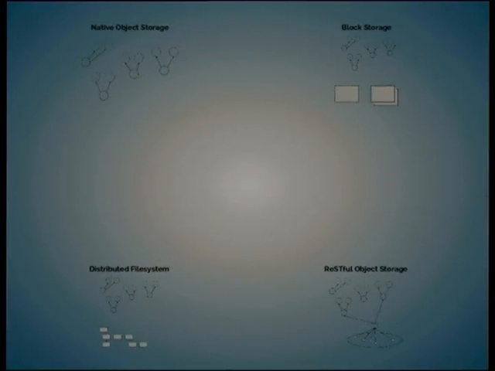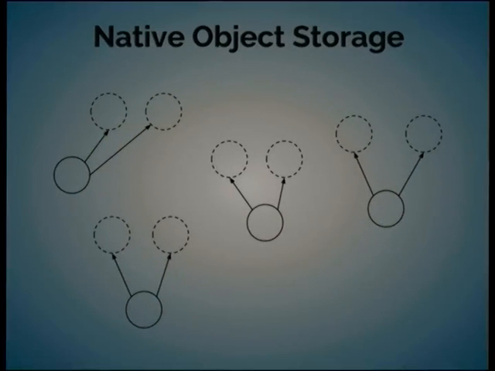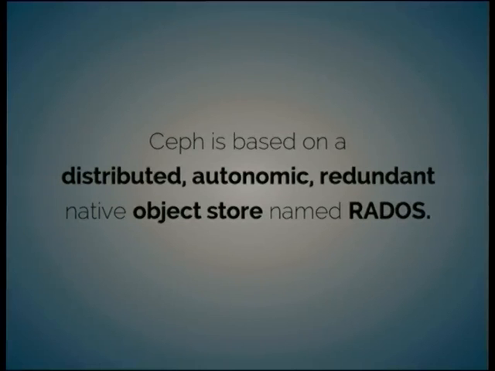So let's get into that in a little more detail, and not as much detail as we're going to go to in the tutorial on Friday, and not as much detail as Sage is going into in his talk, but still, just a few little pieces, and I'm going to start with the native object storage bit. So Ceph is based on a distributed, redundant, and autonomic, meaning self-organizing, object store named RADOS. And RADOS stands for Reliable Autonomic Distributed Object Store.